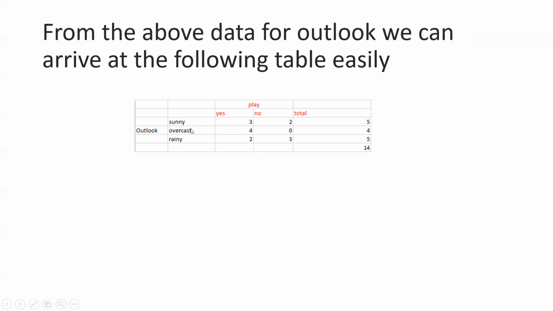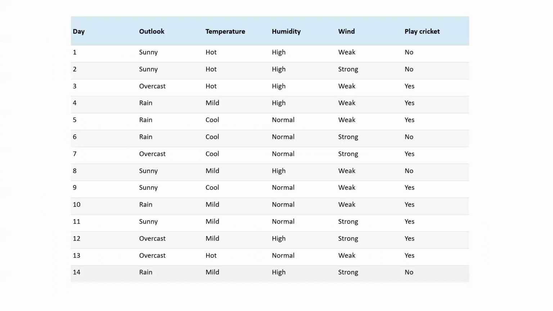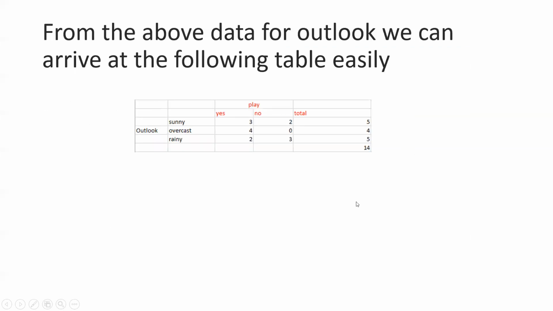Let us check for Outlook as overcast. When the Outlook is overcast, how many times is he playing? Overcast is there 1, 2, 3, 4 times. Out of 4 times, how many times is it yes? 1 yes, 2 yes, 3 yes, 4 yes. When Outlook is overcast, it is yes all the times. So no is 0. Good.